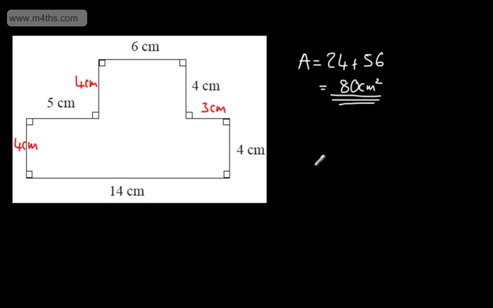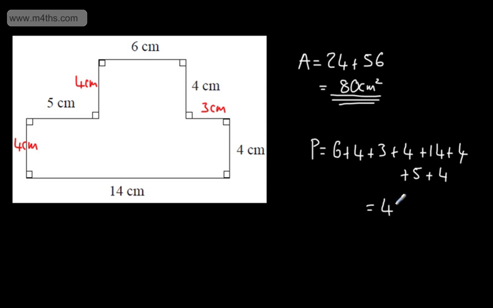So if we work out the perimeter, we're simply adding all of the lengths together. So it'll be 6 plus 4 plus 3 plus 4 plus the 14 plus the 4 plus the 5, and then we're going to have plus 4. So adding this up, we've got 10, 13, 17, we've got 31, 35, 44 in total. So that's going to be equal now to 44 centimetres. And remember, the perimeter is a length, so it'll be centimetres rather than centimetres squared.